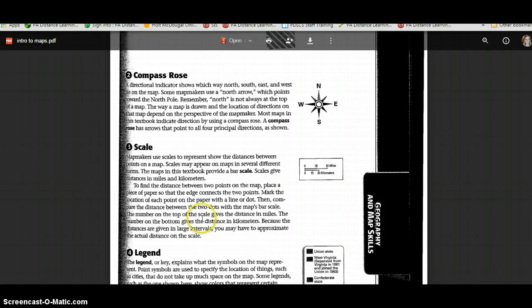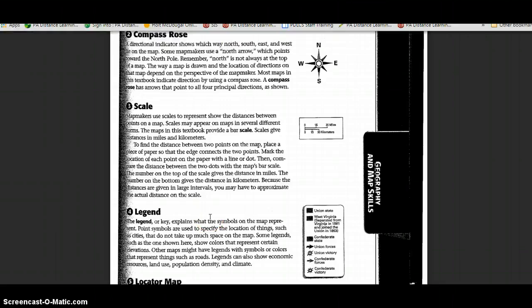Scale is also really important to consider. Map makers use scales to represent and show the distances between different points on a map. Scales may appear on maps in several different forms. The maps in this textbook provide a bar scale. Scales give distances in miles and kilometers. To find the distance between 2 points on a map, I'd listen in here, you're going to have to do this in your chapter check today.